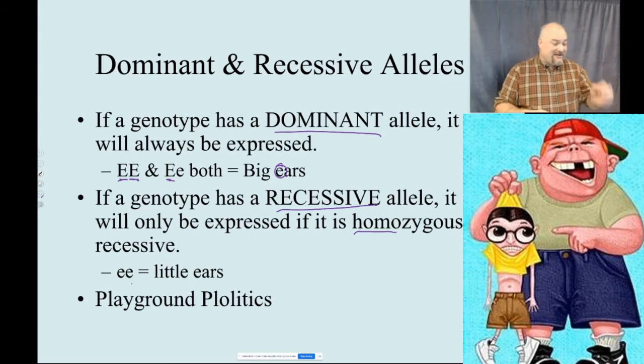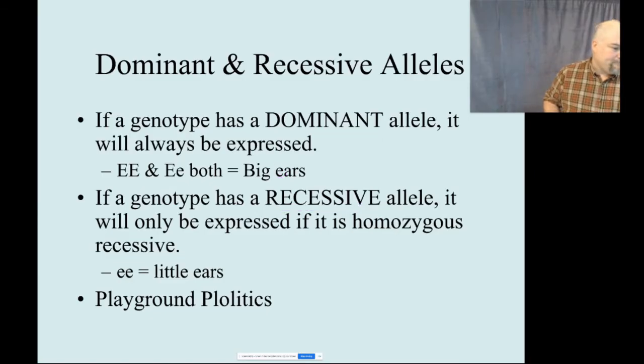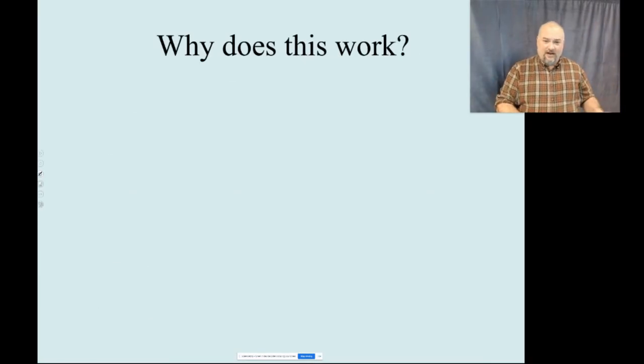But if you have 5th graders and kindergartners on the playground at the same time, who gets their way? Who gets to choose what's happening? It's the 5th graders. The 5th graders are like the dominant big E alleles in this case, and the kindergartners are like the recessive little e alleles. Okay, dominant recessive, you can think of like playground politics in that way. So that's what we saw happening.